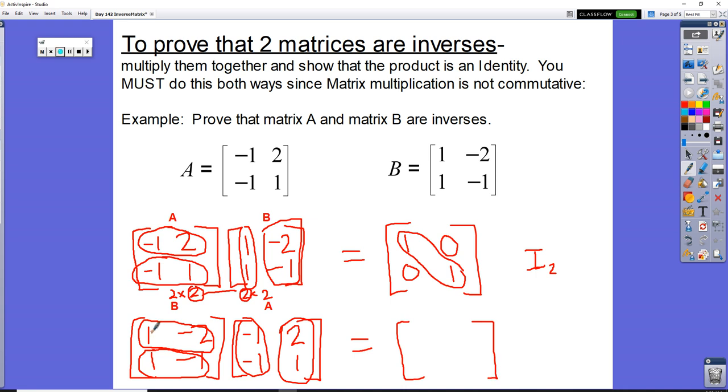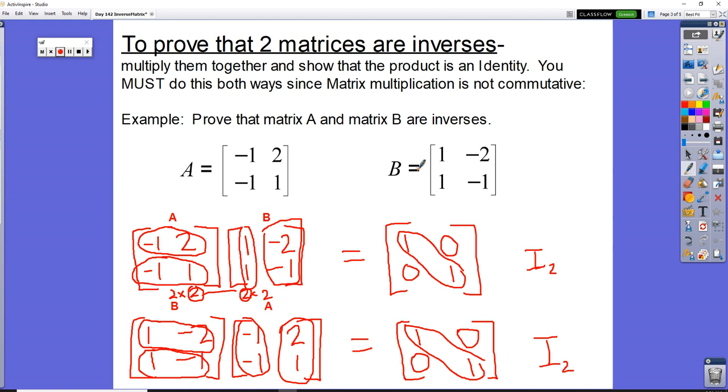And when I multiply first times first, I get -1, second times second, I get +2, +2 and -1 makes 1. Bottom left is going to be -1 and +1, which makes 0. Top right is going to be +2 and -2, which makes 0. And bottom right is going to be +2 and -1, which makes 1. So again, you're getting a diagonal of 1s and 0s everywhere else. If you produce an identity matrix both ways, when you're multiplying A times B and B times A, then you can say for certain that matrix A and matrix B are inverses of each other.